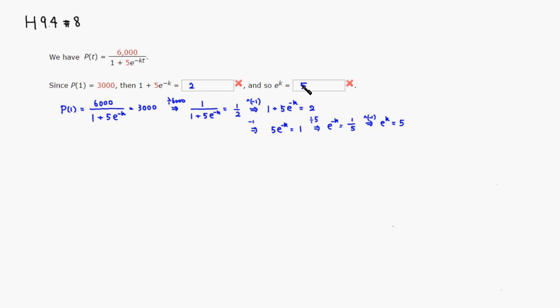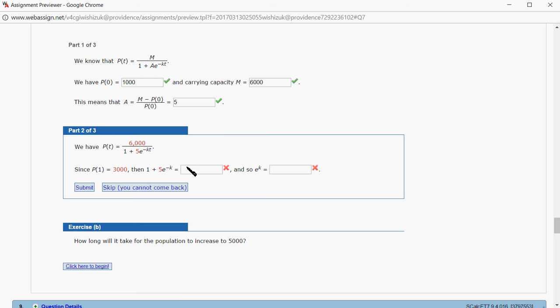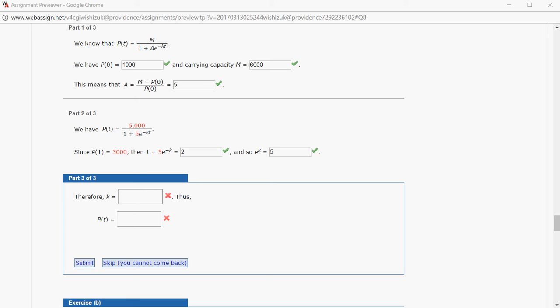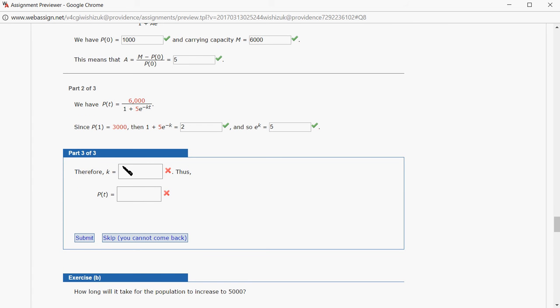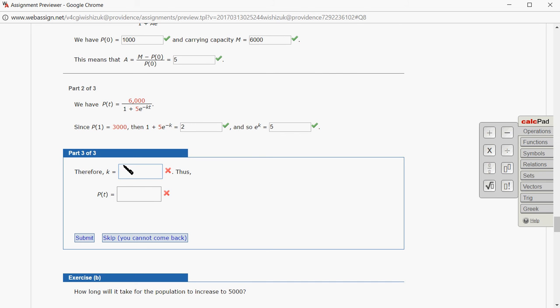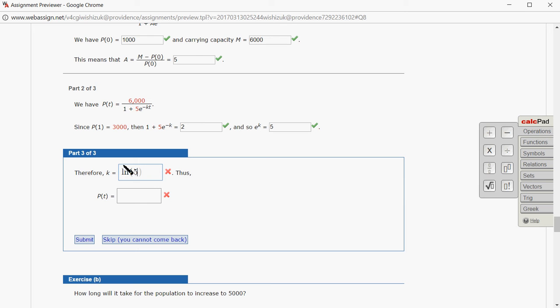So the answer is 2 and 5. Let's put that in. 2 and 5. Submit for testing. Looks like we got these correct. And therefore k is equal to, taking the natural log of both sides, the natural log of 5. Thus P of t. We just need to put this in there. So how do we do that?